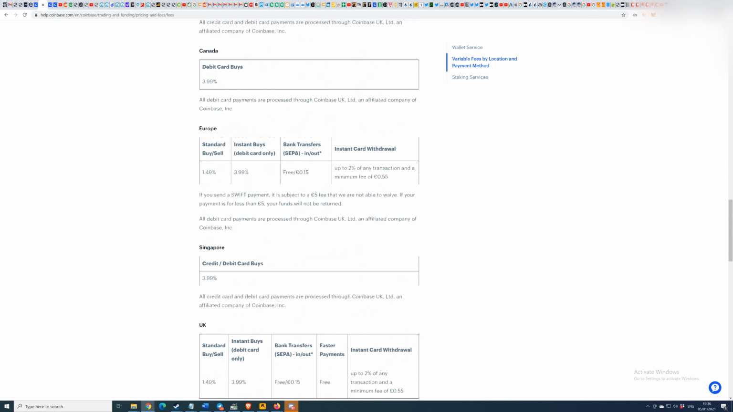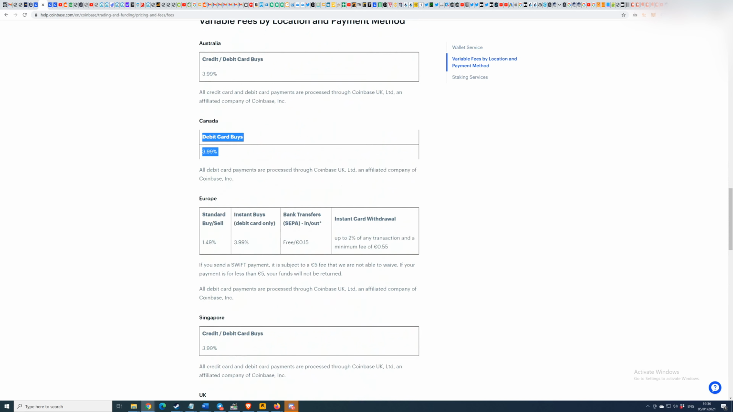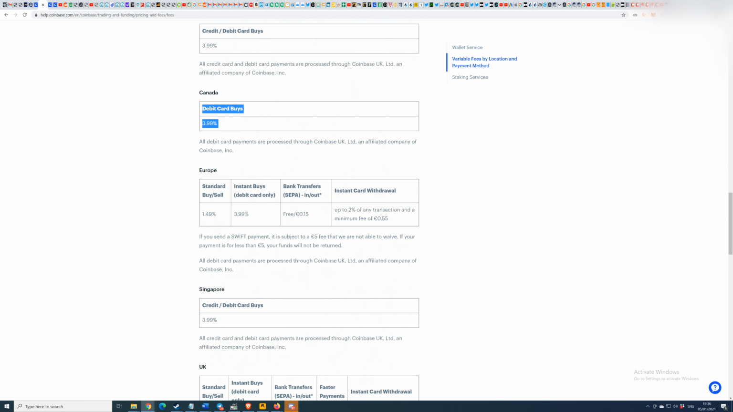Now, in terms of buying with credit cards, Australia is paying nearly 4%, Canada the same. Europe, well, it looks like debit cards only are allowed, and they do charge 4% for that as well. For SEPA, it's only 15 cents in and out, although there's a little asterisk there, which I'm not sure where that is referenced to. And instant card withdrawals are 2% fees and a minimum of 0.55.